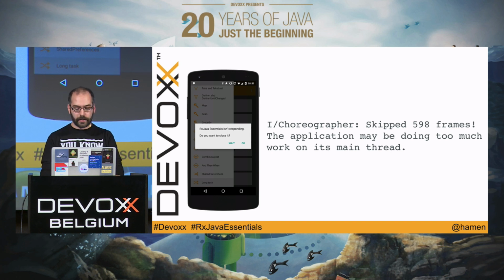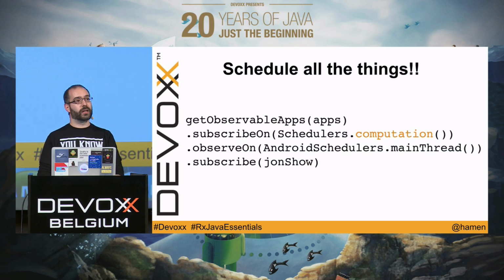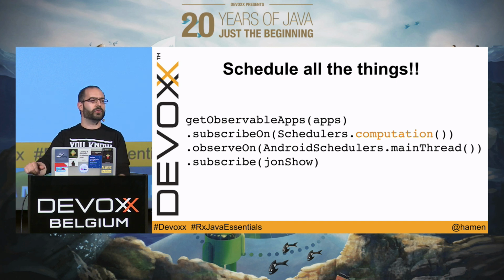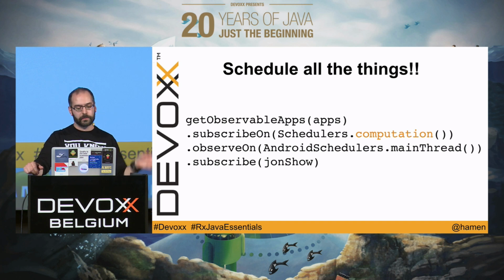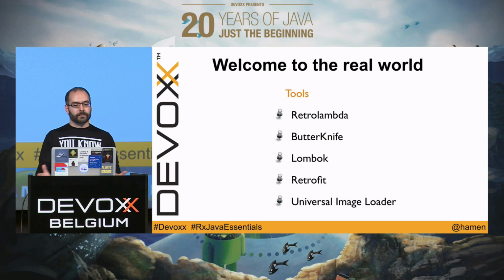It's not I/O related. We have other schedulers. There are a bunch of them. In this case, we can use the computation scheduler because we are doing CPU-bound operations. We can use immediate if you need to do the job on this very thread as soon as possible. Trampoline if you want to be queued at the end of the queue. A new thread if we are going to use a new thread. 2 lines of code.